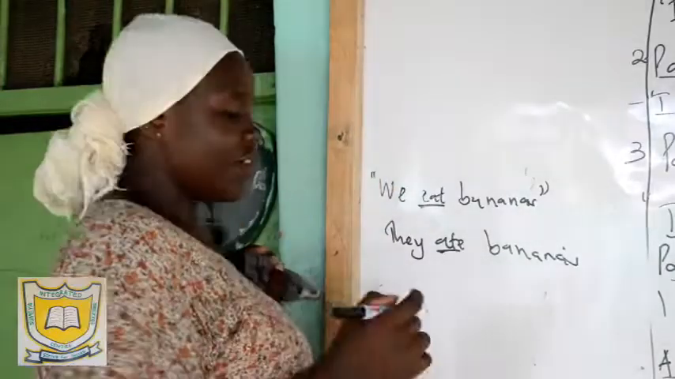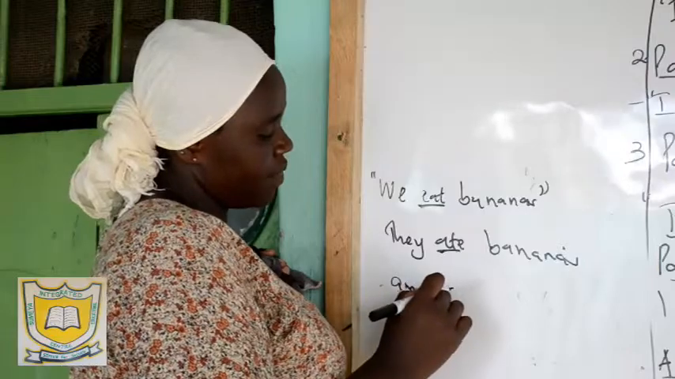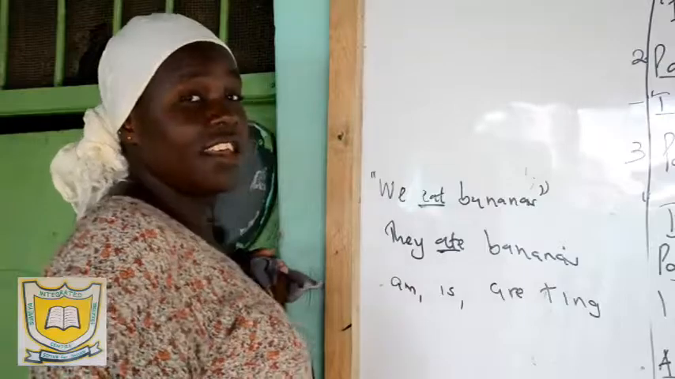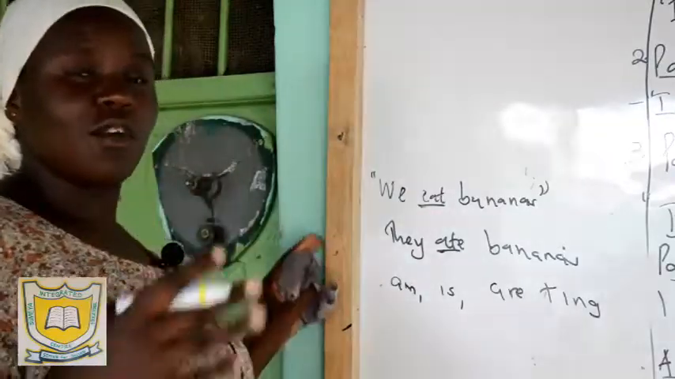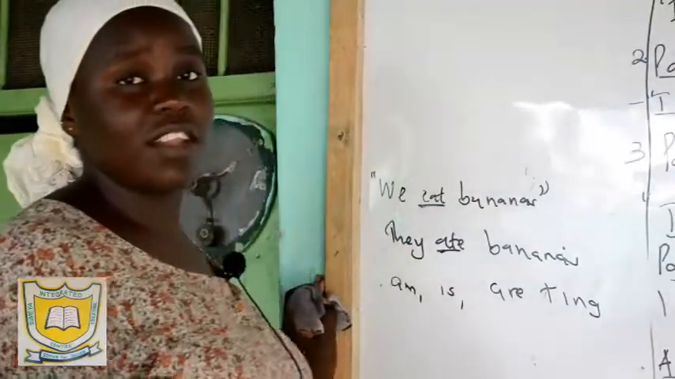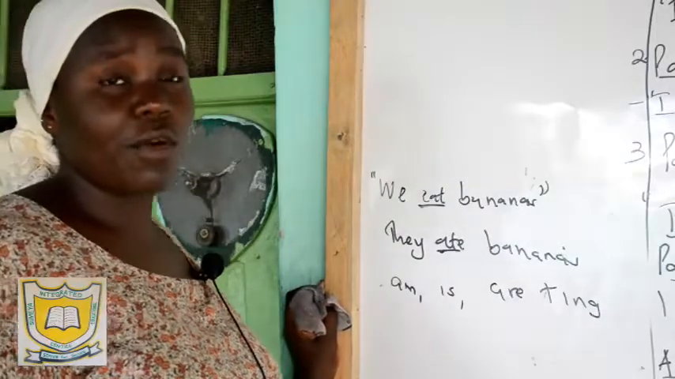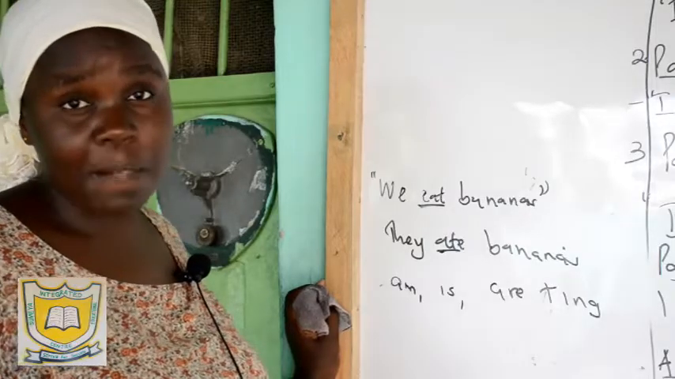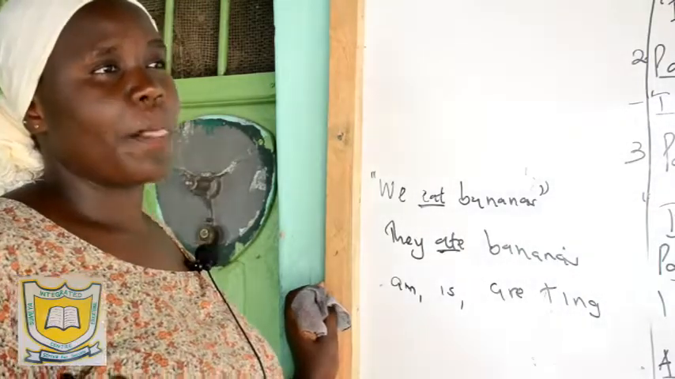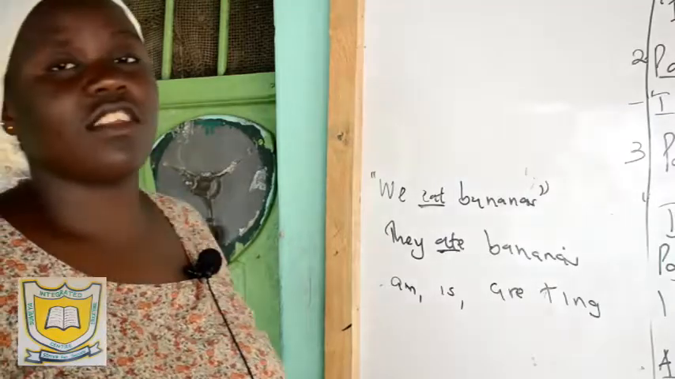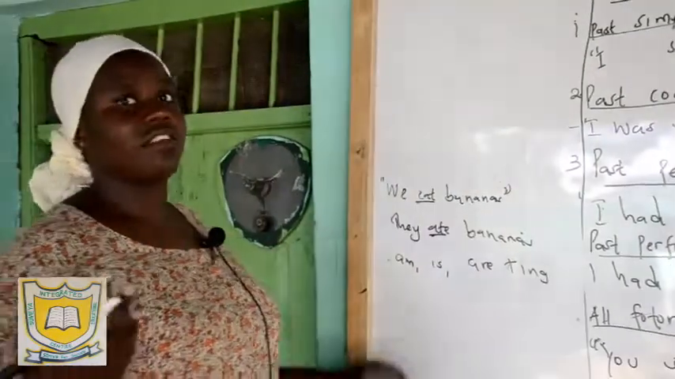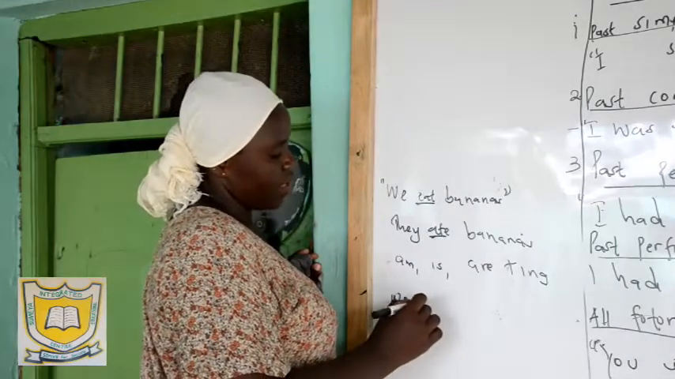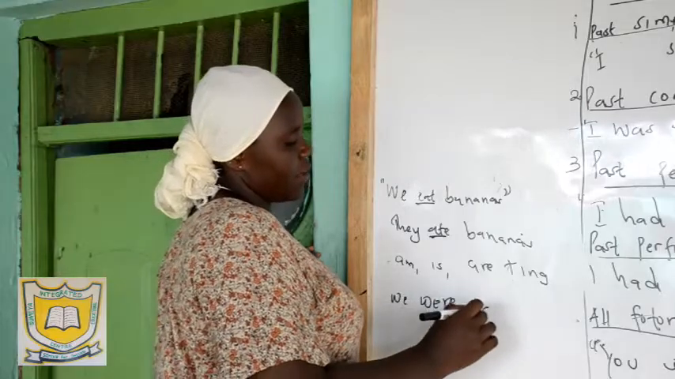How do you form the present continuous tense? Use of am, is, or are plus the verb with ing changes to the past continuous tense. How do you form the past continuous tense? Use of was or were plus ing. We said you use was if it is singular, and you use were if it is plural. For example, we were eating bananas.